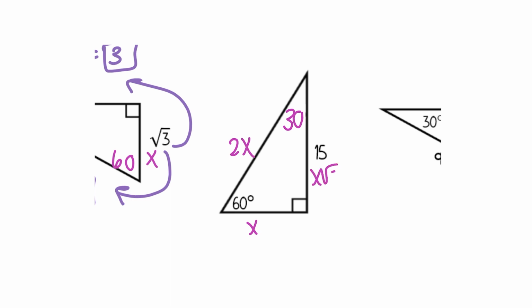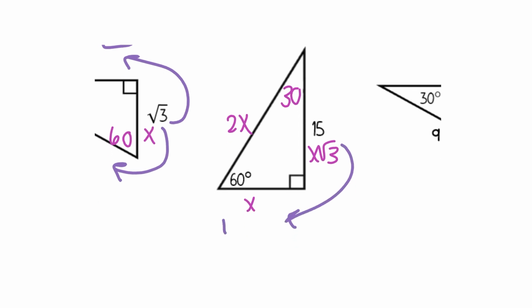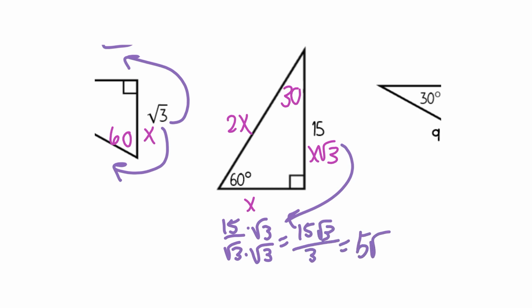Here we're given the long leg of 15 that is in the root 3 spot, so we need to divide the root 3 out to come back to our short leg. This involves rationalizing the denominator. And our short leg is 5 root 3. Now we can double that to get the hypotenuse of 10 root 3.